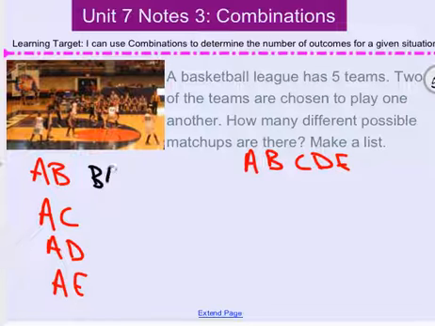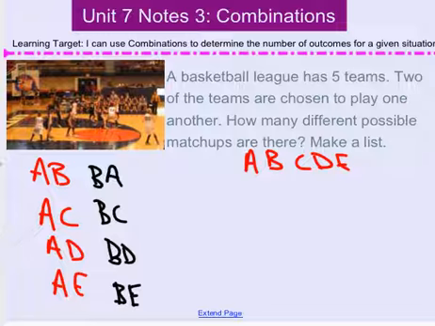Team B needs to play A. Team B needs to play C. Team B needs to play D. Team B needs to play E. Then you have Team C. C plays A. C plays B. C plays D. C plays E. They can't play themselves, that's why we don't say C plays C.